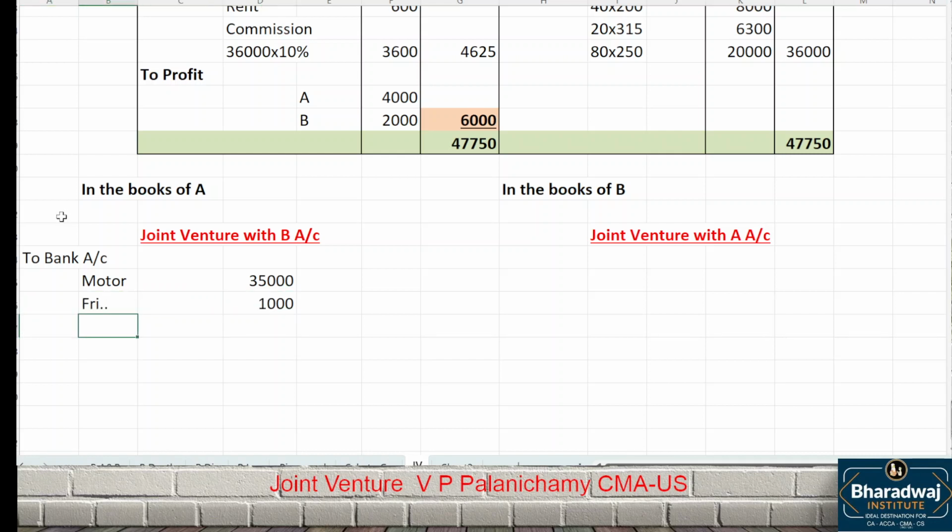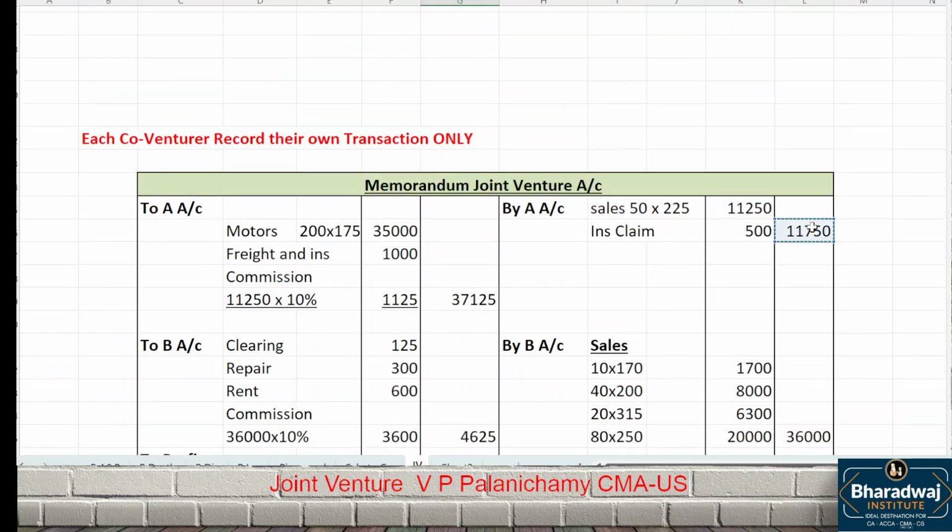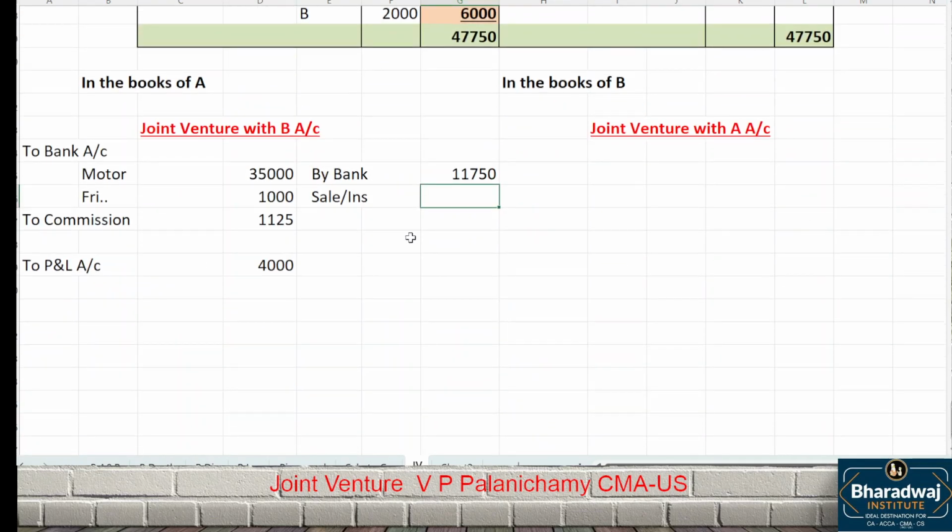Then commission. Maybe I can record it as to commission also. How much? 1,125. Then my share of profit I will transfer to P&L account. Only my share of profit. What is my share of profit? 4,000. I'm not bothered about the other party's share. Then by bank account, the sale and insurance collected. What is the sale and insurance collected? 11,000. This one. 11,750.